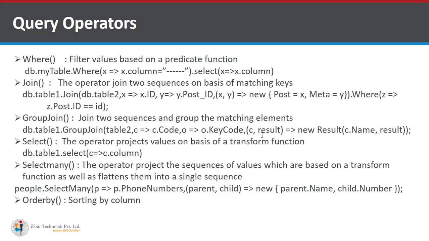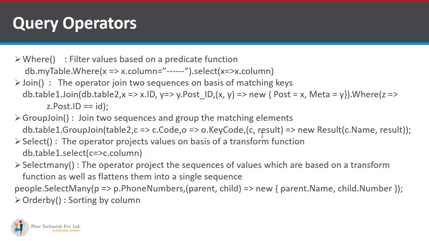Where is used for filtering values based on a predicate function. For example, you can see here db.mytable.where x => x.columnname equal to your filter .select x => x.column. The join operator joins two sequences on basis of matching keys. Here you can see the example.